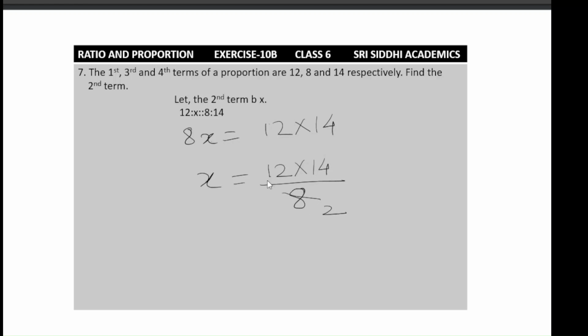4 twos are 8, 4 threes are 12, 2 ones are 2, 2 sevens are 14. Therefore, the x value will be equal to 3 into 7, 21. This is the second term for this question. So that is the end of question number 7.